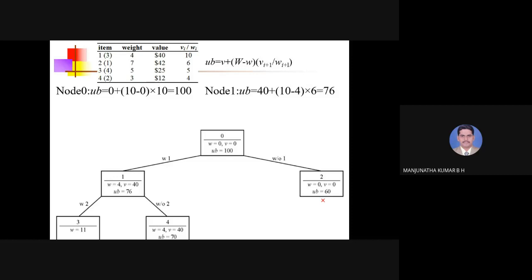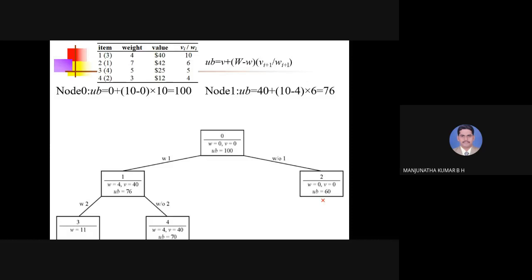Okay, in the next level, I am going to consider two child nodes, node 1 and node 2. First let me write these labels. Node number is 1, and what is W, what is V now? W is the weight. Now I am placing the first item into the knapsack. What's the weight of the first item? 4. Weight equals 4. What is the profit gain? 40.